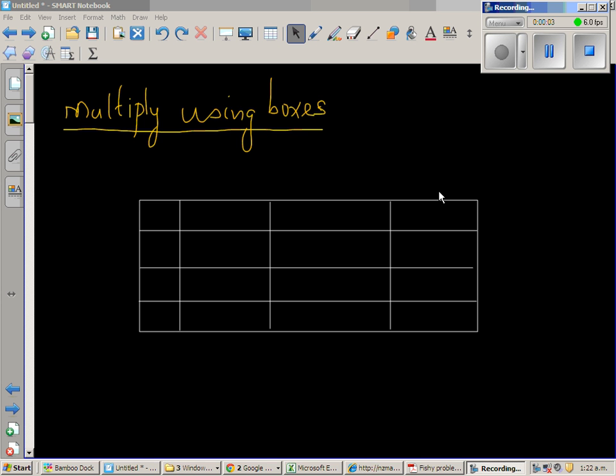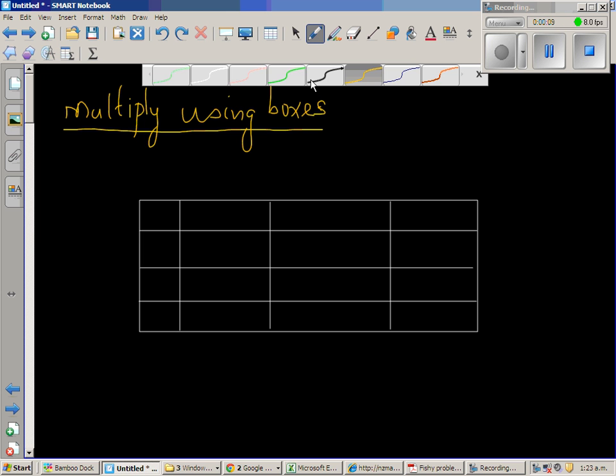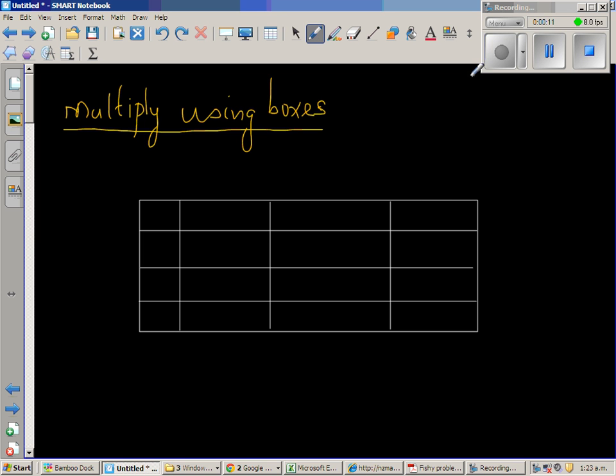Multiply using boxes. This is a very useful and a very powerful way of multiplying. Let us see one example of how to multiply using boxes. I already prepared boxes so that I can use them to multiply. Let's take the first question, which is 73 times 46.